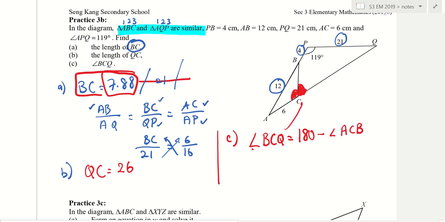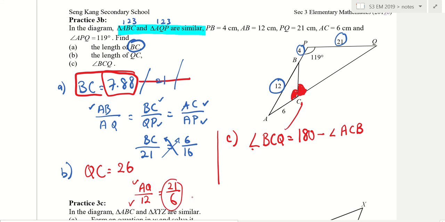26. Jingfeng, can I have your working? 32 minus 8, AQ over 12, 21 over 6. Okay, let's check. AQ over 12, correct, is equal to 21. 21 is what? PQ over 6.